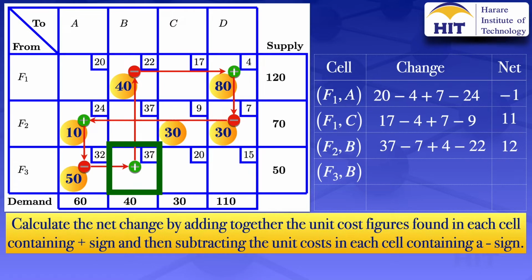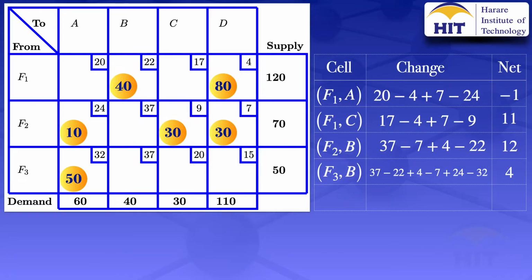So now that we have completed our closed path, we now go on and calculate the net change by adding together the unit cost figures found in each cell containing the positive sign, then subtracting the unit cost in each cell containing the negative sign. So our change there will be 37 minus 22 plus 4 minus 7 plus 24 minus 32. And that will give us a 4. We are now done with this cell. We move on to the next unoccupied cell.